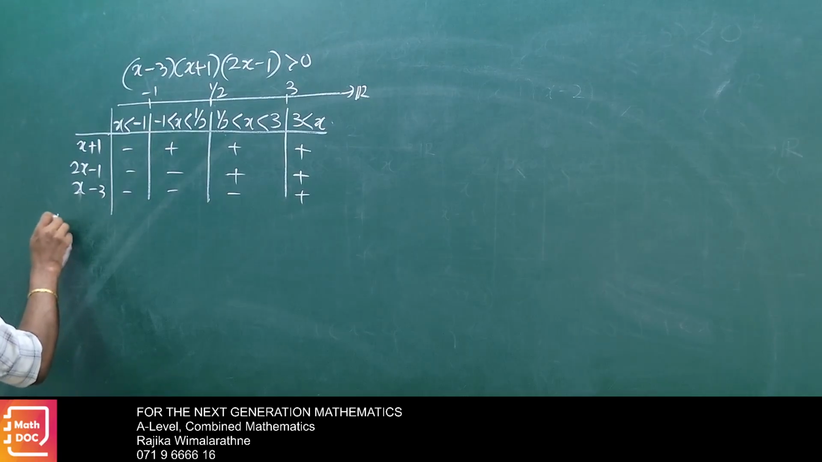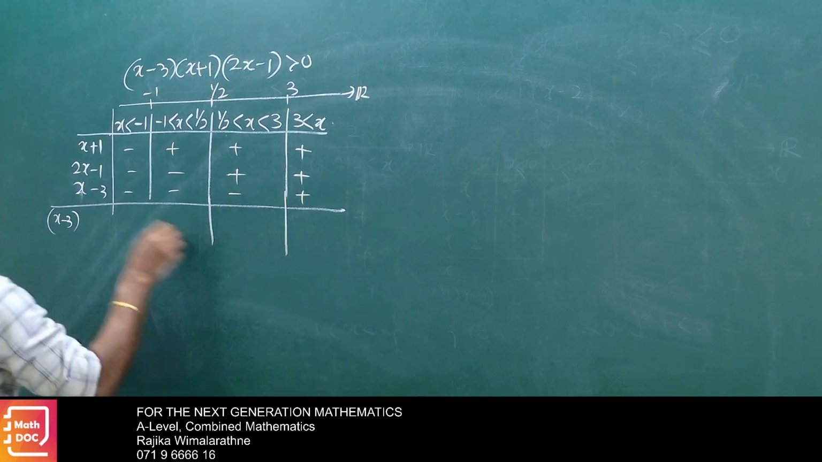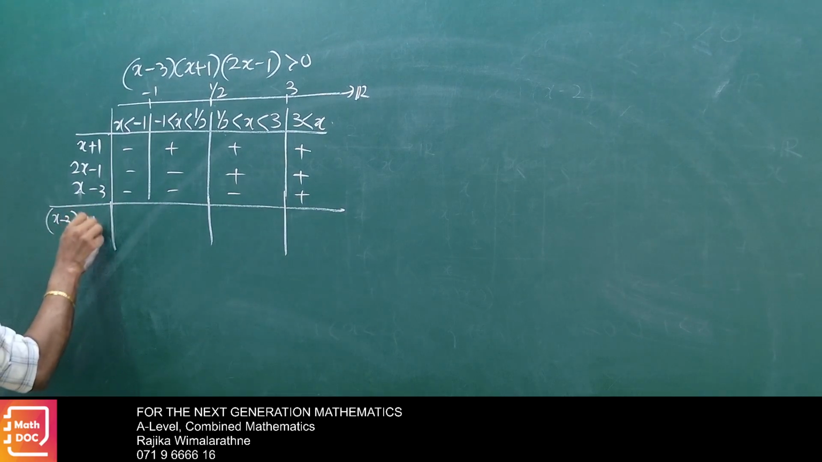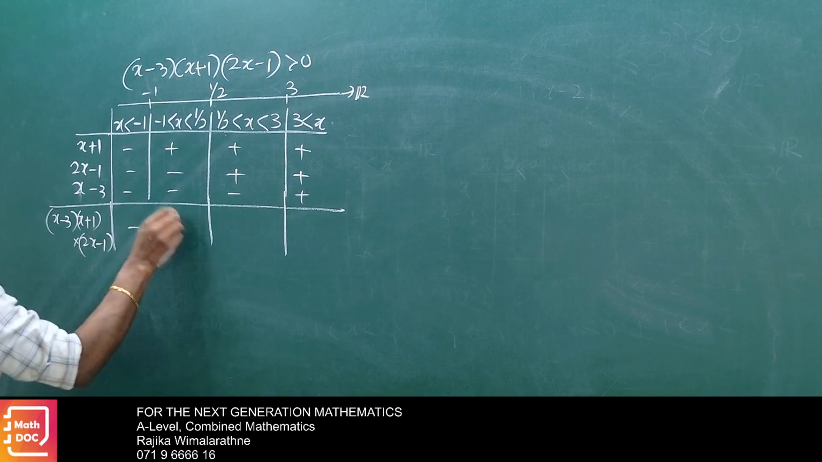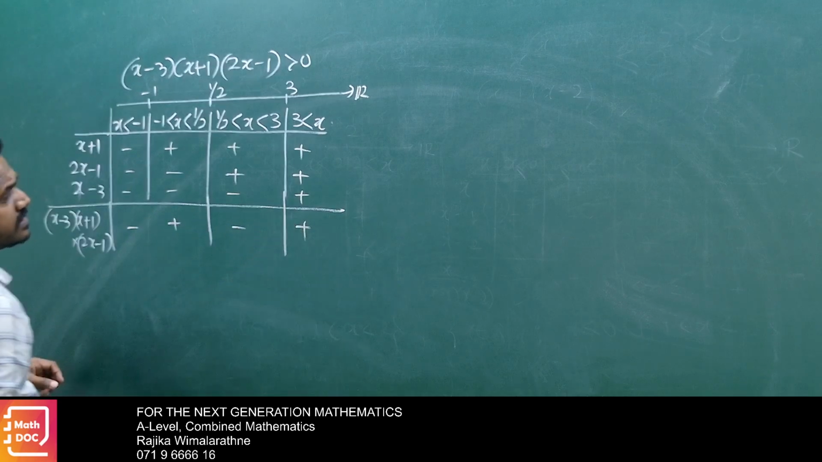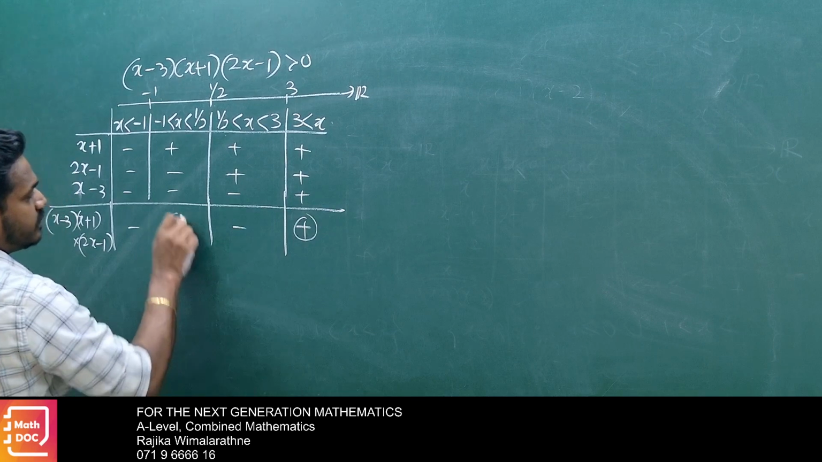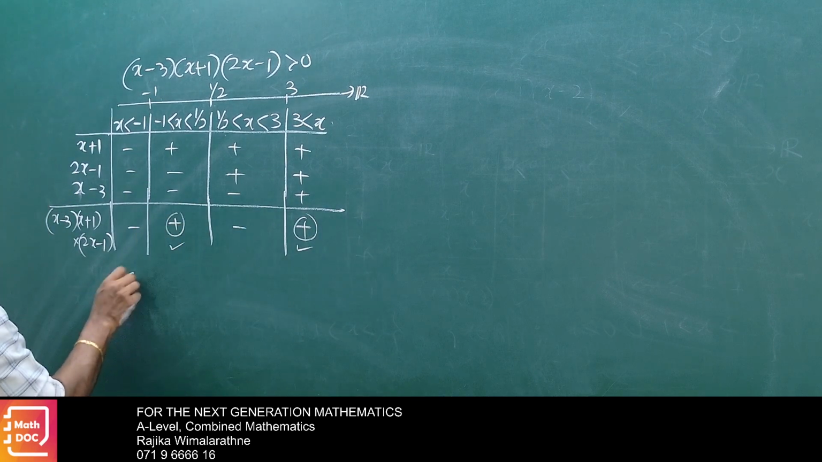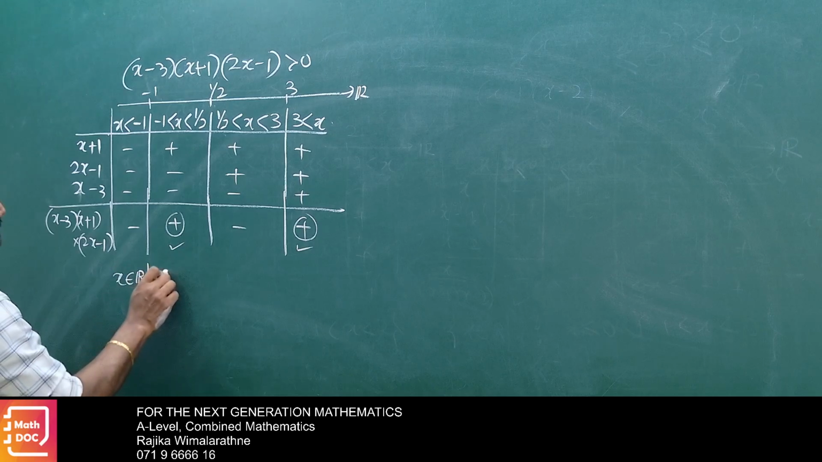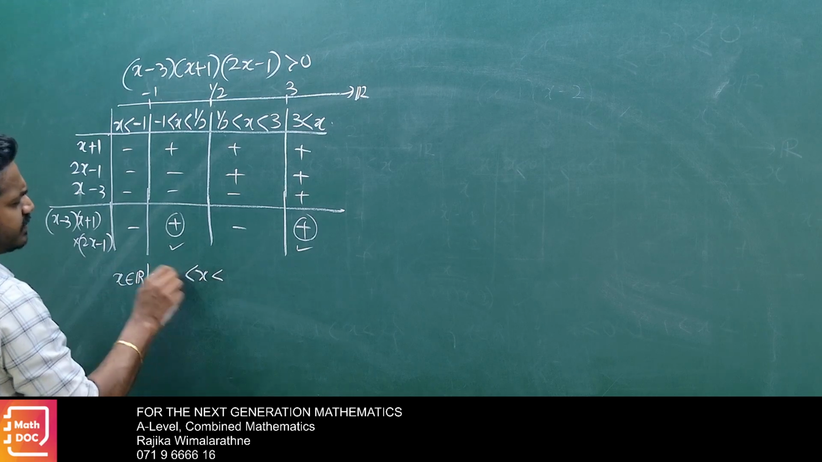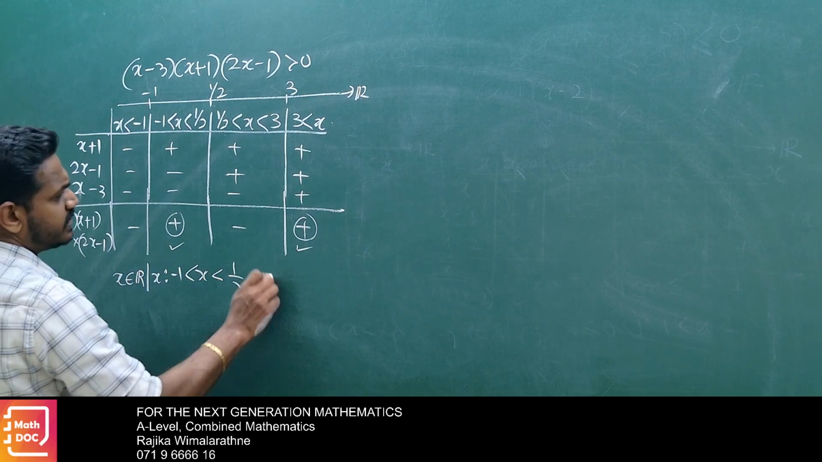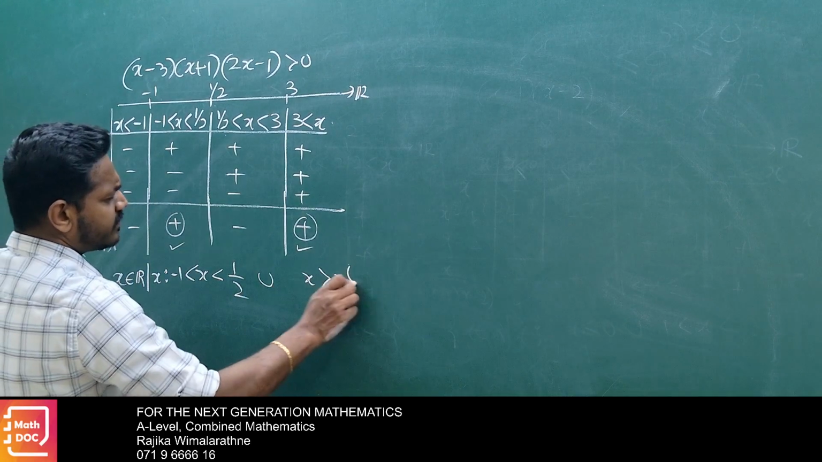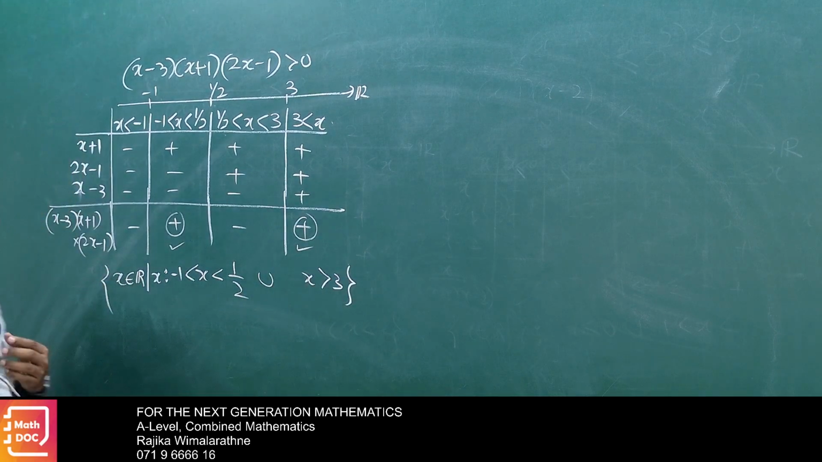Then for the factor product now, x minus 3, x plus 1, 2x minus 1: minus plus minus plus. Then here positive, positive. Then x is an element of the real set, x such that x in between minus 1 to half, union x greater than 3. X greater than 3.